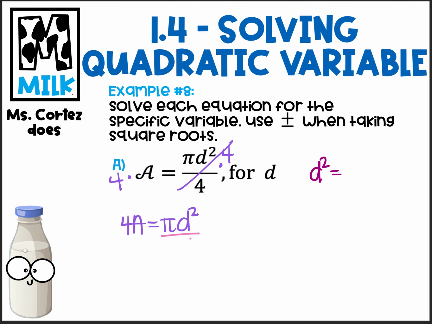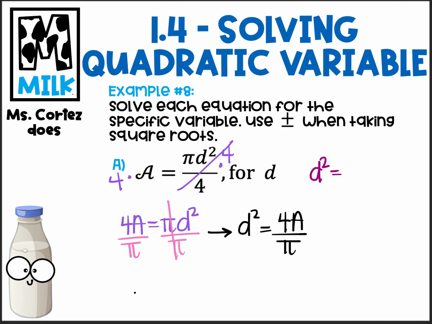Then I'm going to divide both sides by pi as if it was a number. On the left side, on the right side, it will reduce. And now I can rewrite my expression as d squared equals 4a over pi.